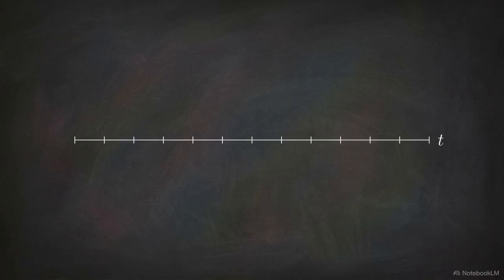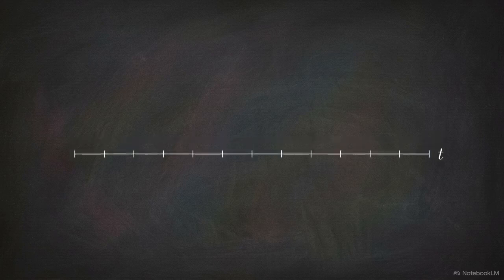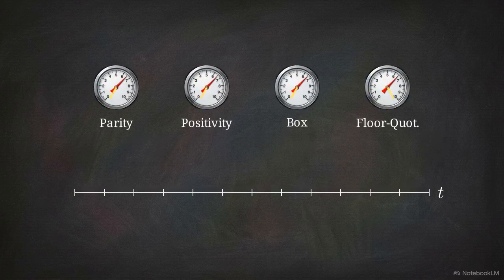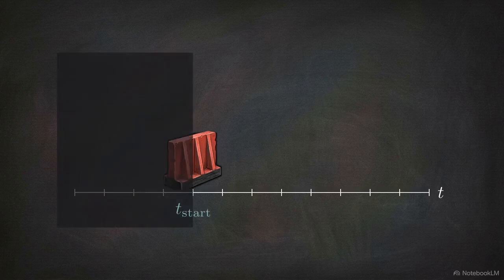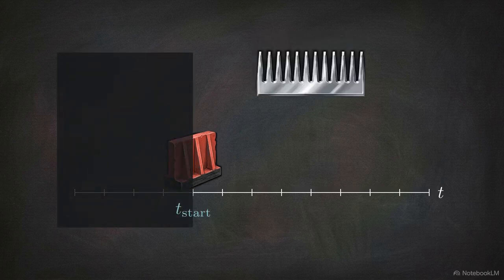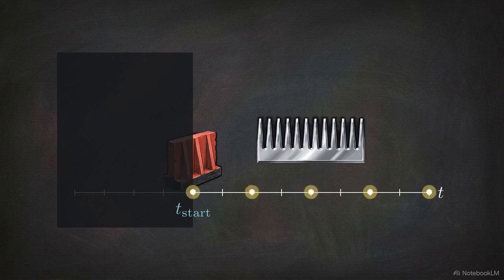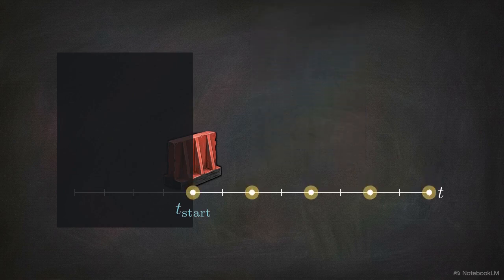For branches that pass the first check, we look at the parameter space T. To find a valid realization, T must satisfy parity congruences, positivity and box inequalities, and specific floor quotient conditions. The inequalities establish a rigid lower bound, invalidating values below a certain point. Then parity congruences act as a sieve, selecting only evenly spaced discrete points.